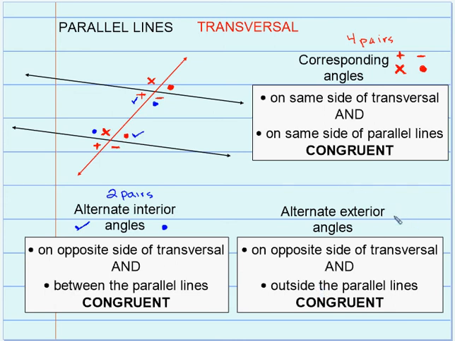Okay, so I switch to green, and I will use the number 1, and we'll mark 1 outside the parallel lines and alternating. So I'm on the left side of the transversal, so now I need to go to the right side of the transversal and mark it outside of the parallel lines. And we will use the number 2 for the other one, right here and right here. Outside the parallel lines on opposite sides of the transversal. And there will be 2 pairs of these as well.